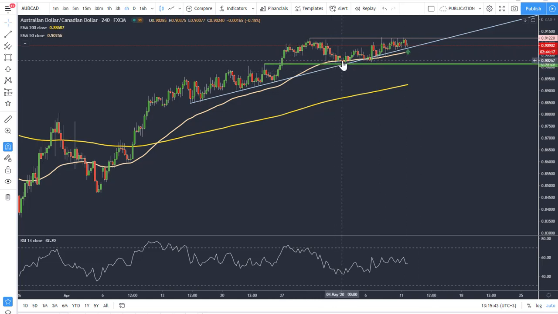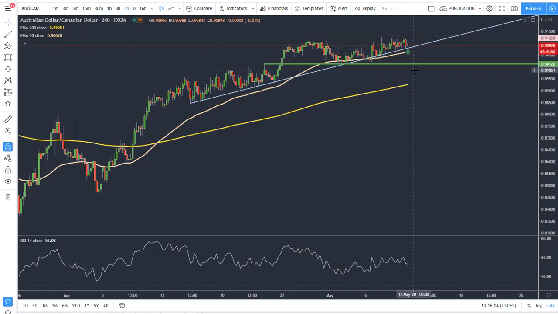50 exponential moving average being rejected as well, forming the support right there, very strong, and besides it was previous resistance, now it's the support. Uptrend trend line rejected. But at the same time we have this resistance formed, and we need to see some sort of breakout for the Canadian dollar to be strong.